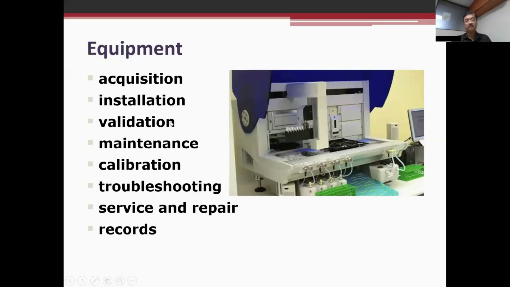Now, for equipment: proper acquisition, installation, validation, proper maintenance of equipment, proper calibration, troubleshooting, timely service and repair, and most importantly, keeping records of each and every breakdown, instrument control and calibration. That helps to achieve a proper quality analysis.